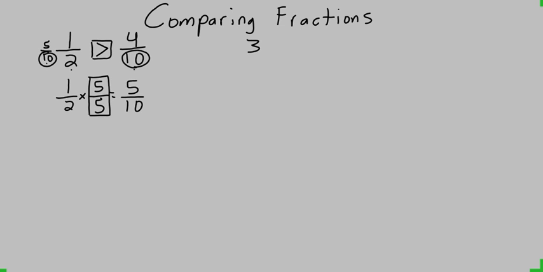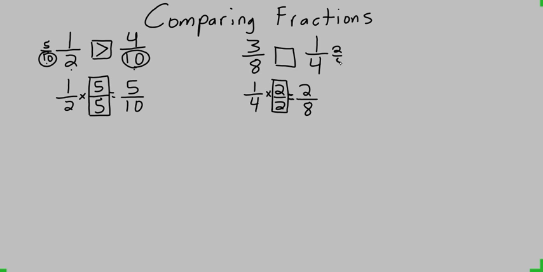Or if we have something like 3/8 compared to 1/4, what we end up doing is we look, well, I can't turn the 8 into a 4, but I can turn the 4 into an 8 using multiplication, so I'm going to multiply by 2 over 2. Once again, because 2 divided by 2 gives us 1, we're not changing the fraction, just the way it looks. It's an equivalent fraction. 1 times 2 is 2. 4 times 2 is 8. So 2/8, well, 3/8 is greater than 2/8, and we are done.